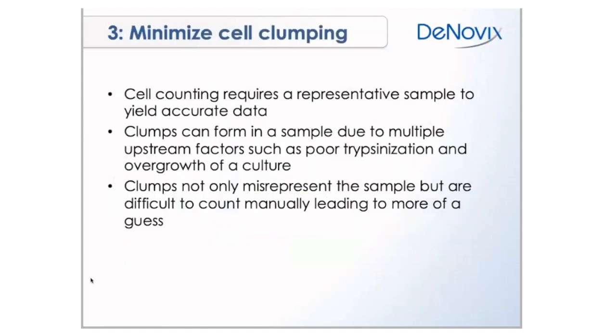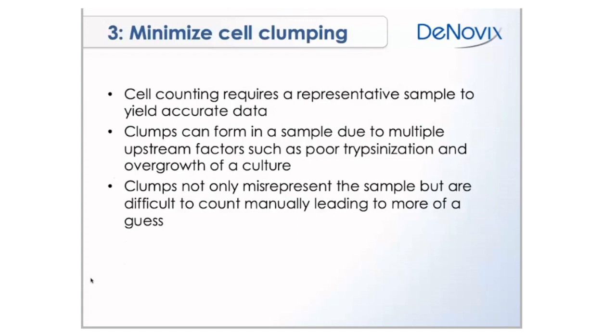Okay, tip number 3, minimizing cell clumps. So to get an accurate cell count, you need a representative sample from what was in the tube, or really you're looking at what was originally in your flask or plate. Clumps mainly come from people not being patient enough when they're doing the trypsinization process. It could also happen if you have a culture that's really overgrown, so you've let it go a couple of days too long, and you just say, I'm going to go ahead and use this anyway.